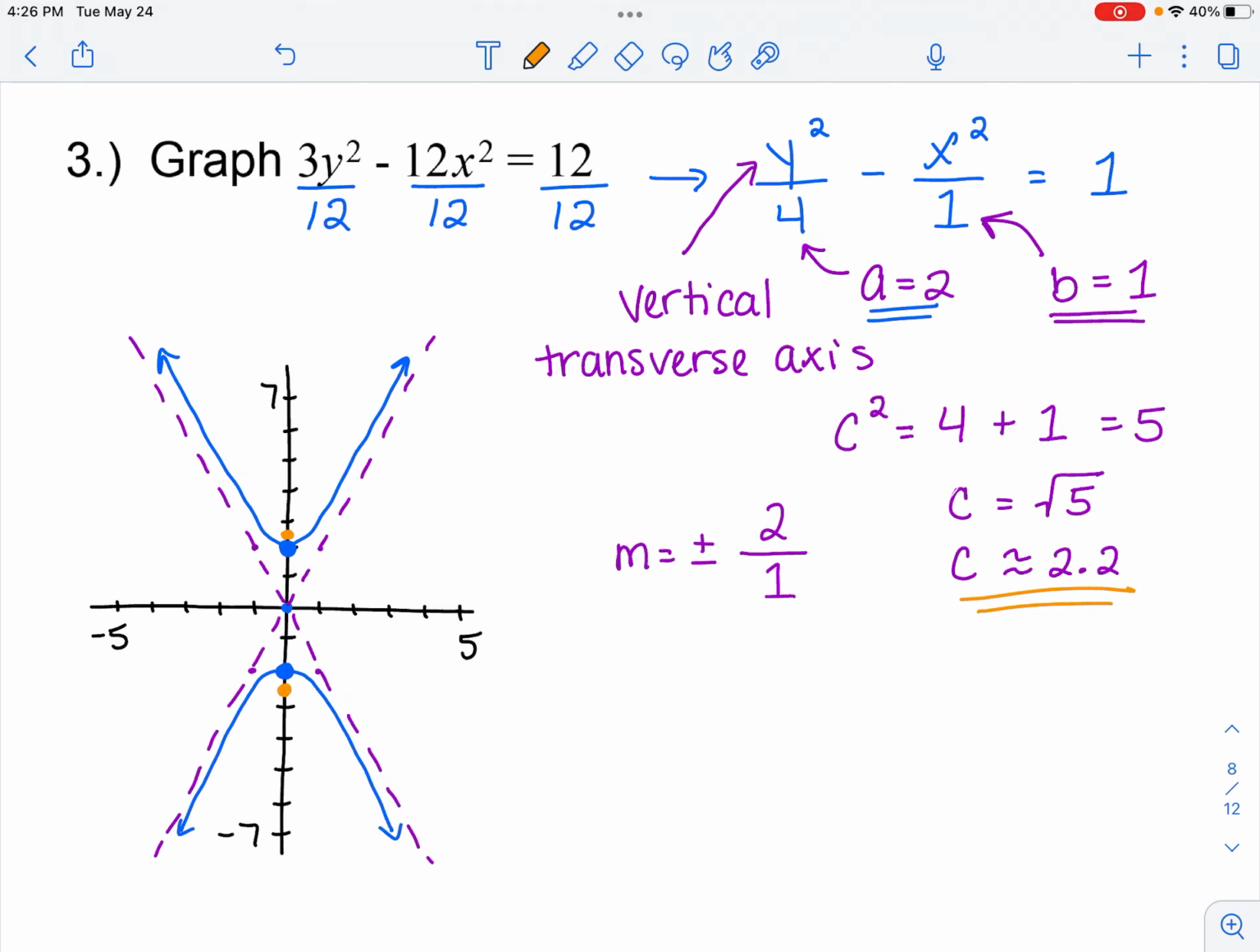Okay. Now the actual foci here, we never want to write the decimal, we always want to write the exact value. So we're going x is 0, and we're going up to positive square root 5. And then we're starting at x is 0 and going down to negative square root 5. So those are the actual focus points. All right. And that's it for problem number 3.